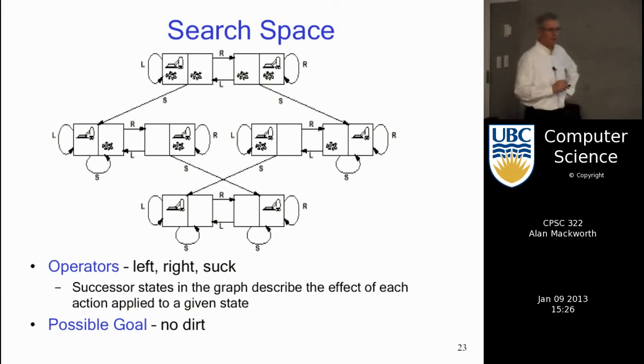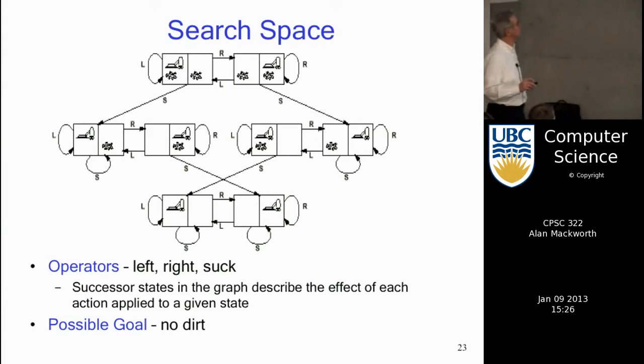And that's often the case in the search space. Okay? You can't unsuck. So once you've sucked, you couldn't dump the dirt. Maybe you can, but this robot cannot dump the dirt back on the carpet. So you're always moving down with the suck actions. And that's kind of a monotonic process.